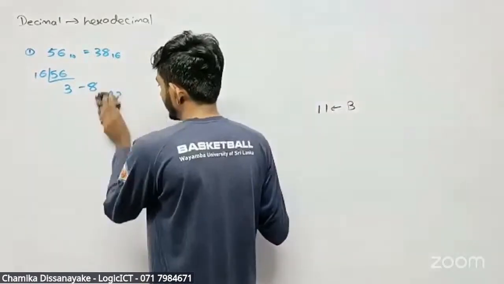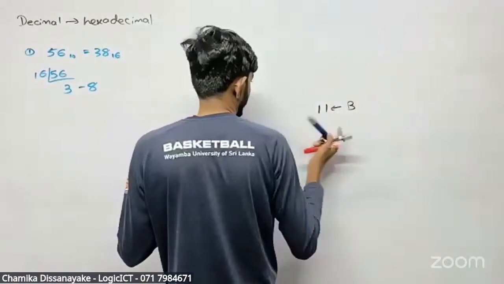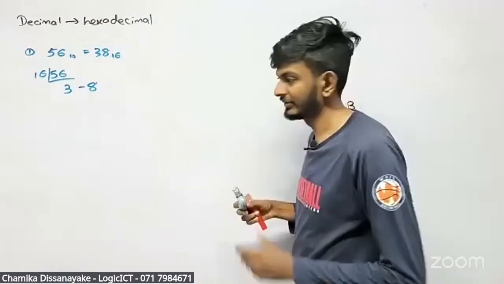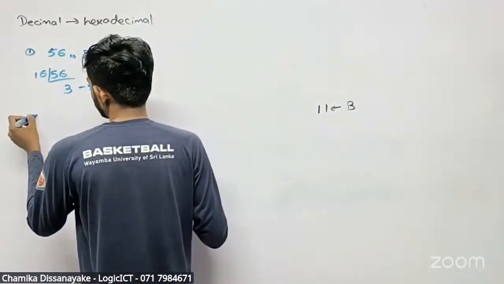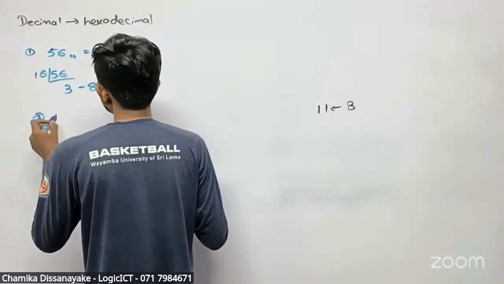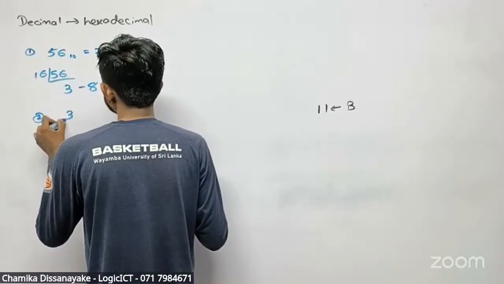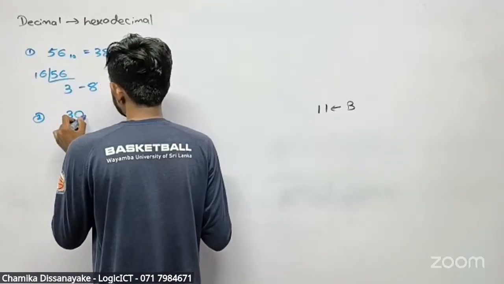Let's see an example like this. I will just write the second one, 30. Okay. I will write 30.